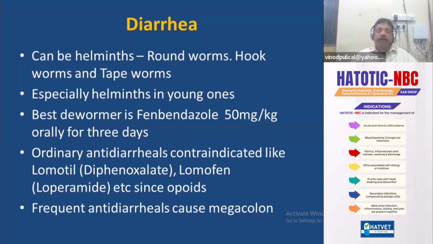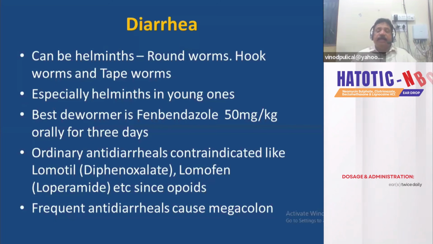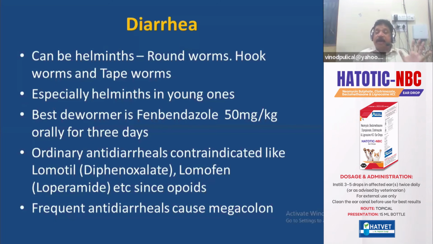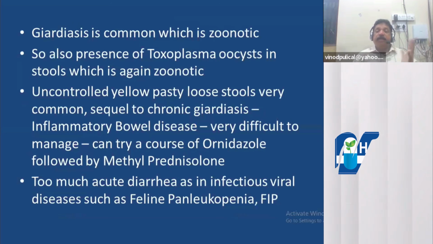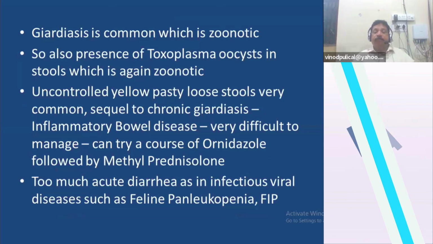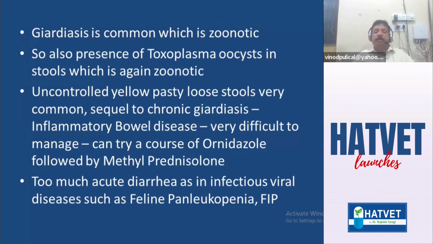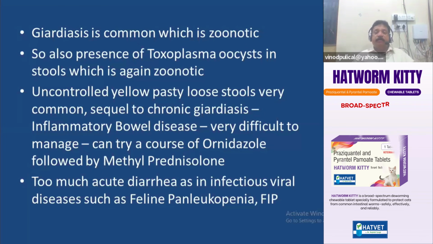Frequent antidiarrheals, if you are giving frequent antidiarrheals in the cat, unlike the dog, it can produce megacolon. And also diarrhea is very commonly found. It is a constant diarrhea which is zoonotic in nature. Then toxoplasma, in loose stools, toxoplasma oocysts can be found, again zoonotic.